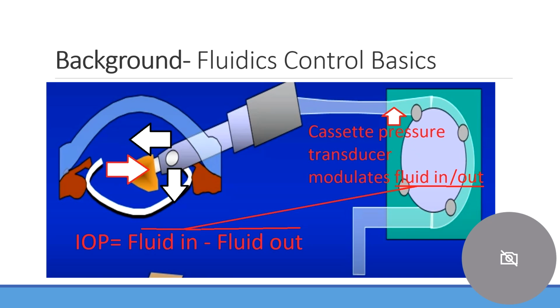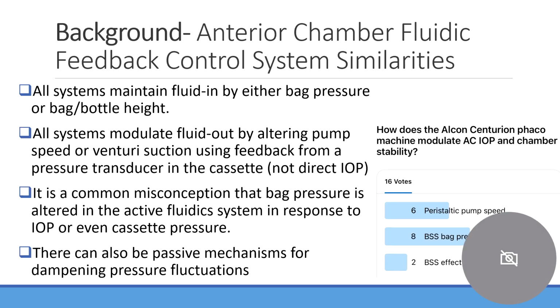The basics of fluidic control is relatively simple. Fluid in minus fluid out equals IOP, or what we perceive as fluctuations in IOP. All systems maintain fluid in by either bag pressure or bottle height. All systems modulate fluid out by altering peristaltic pump speed or venturi suction. It is a common misconception that active fluidic systems alter bag pressure in response to IOP fluctuation. It should be noted that we are discussing active feedback IOP control systems, but there are many passive dampening mechanisms which also contribute to fluidics control.